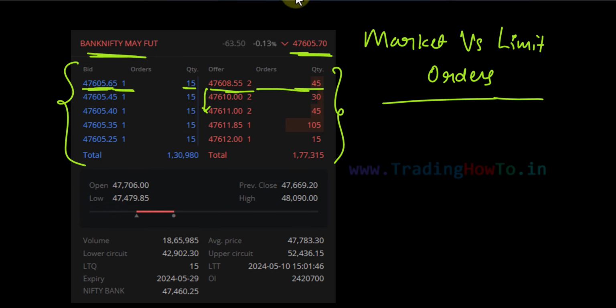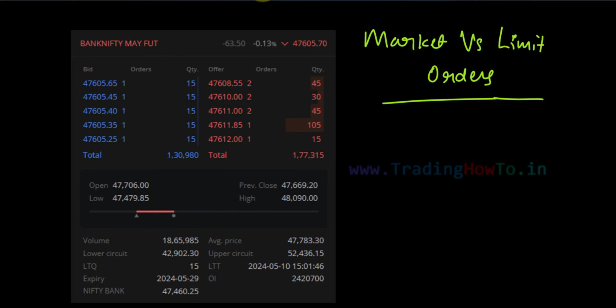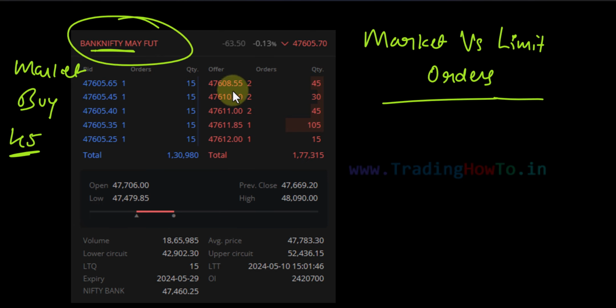So in this situation, if a market buy order comes, the trader is saying that I want to buy a certain quantity of this particular contract at whatever the best price at which someone is selling in the market. So let us say someone places a market buy order for 45 quantity. Then what happens is the best price at which this particular instrument is available right now for sell is this.